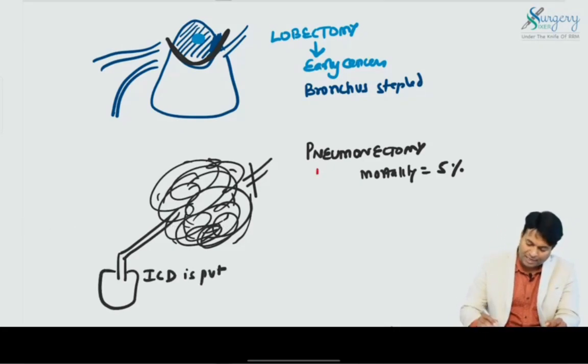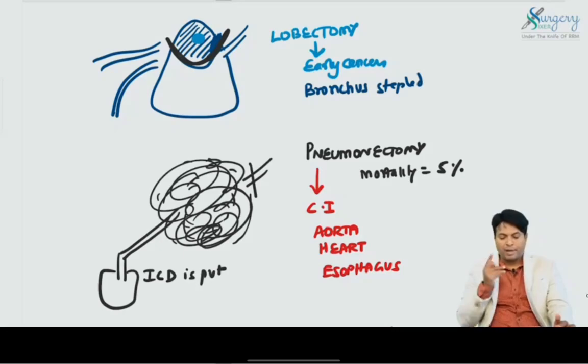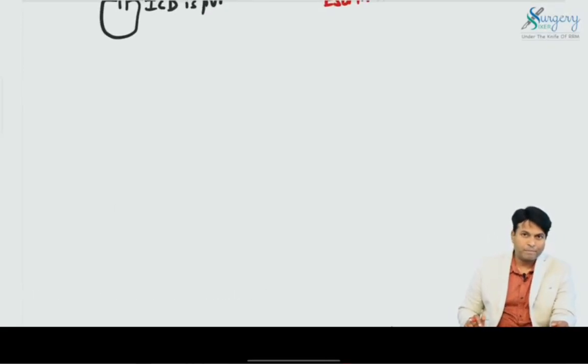So pneumonectomy is contraindicated for tumors involving the aorta, heart, or esophagus. If the tumor is infiltrating the heart or esophagus, we don't do this operation. Please remember this point: if it is involving the heart, esophagus or aorta, we will not do a major surgery like pneumonectomy. So these are the basic points in lung cancer. Lung cancer is a very important topic, please don't forget it. I will review it when I'm discussing the MCQs. Again, I will review this topic.